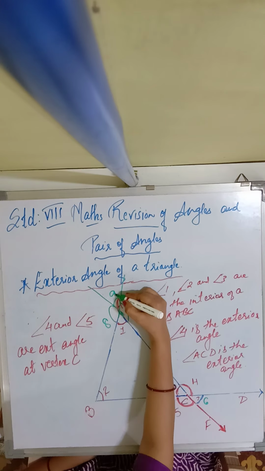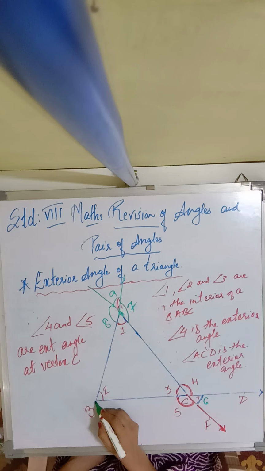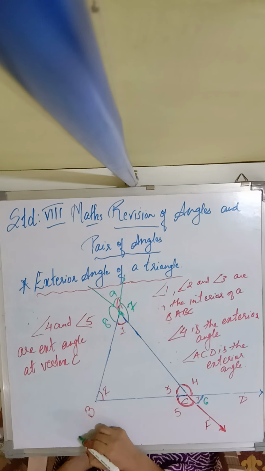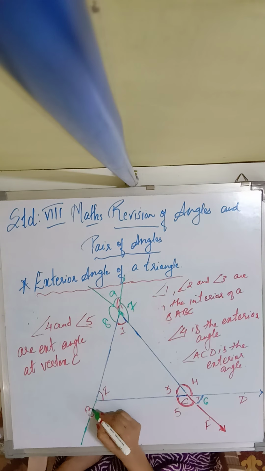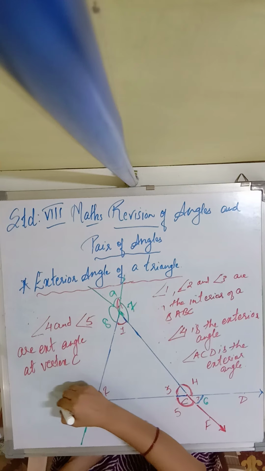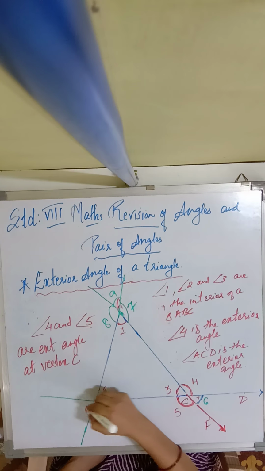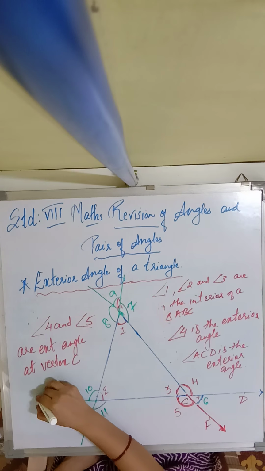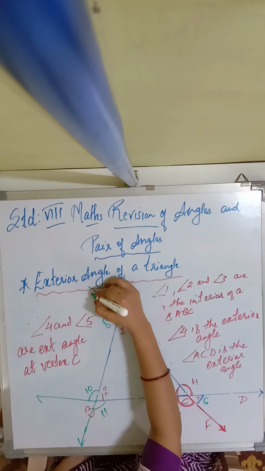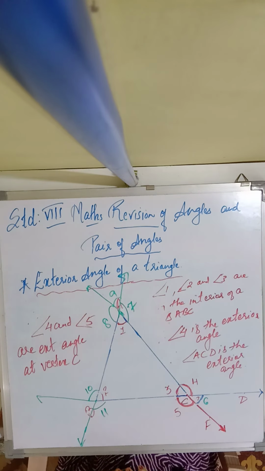In the same way, at vertex B, if I extend this side AB, I get one exterior angle, and if I extend this other side, then we get this exterior angle. Say, for example, 10 and 11. So you can see that at every vertex you are getting two exterior angles.